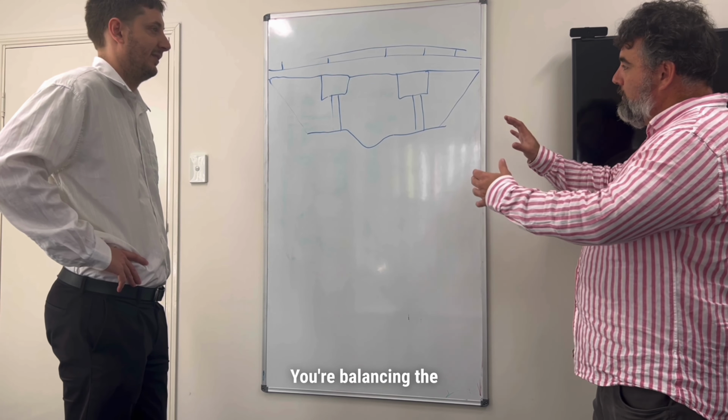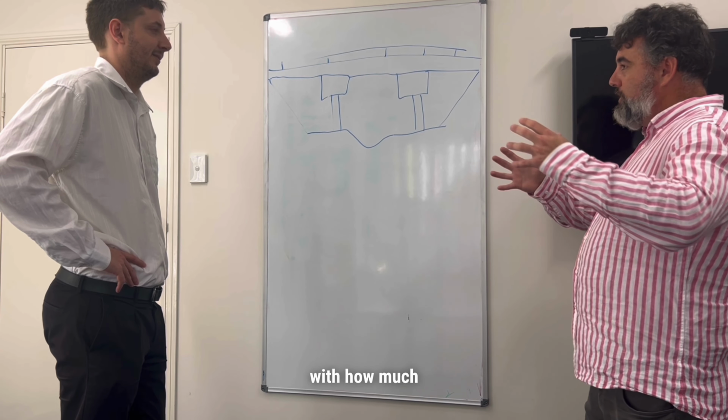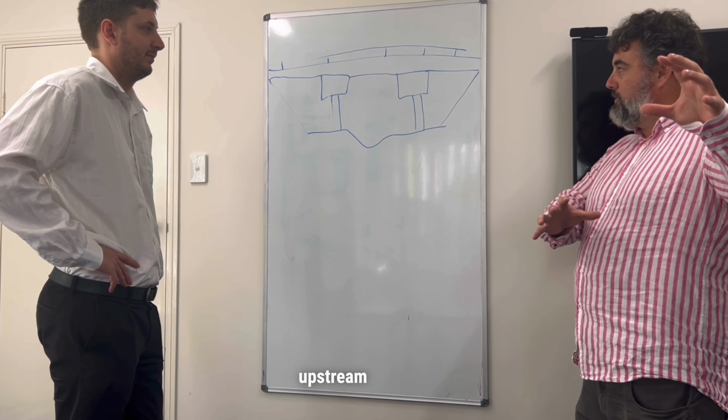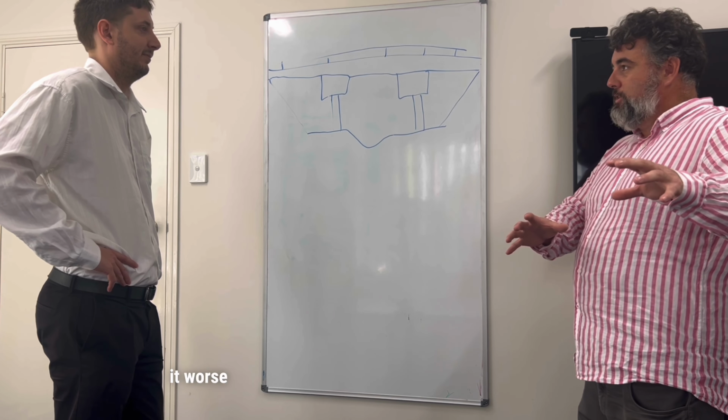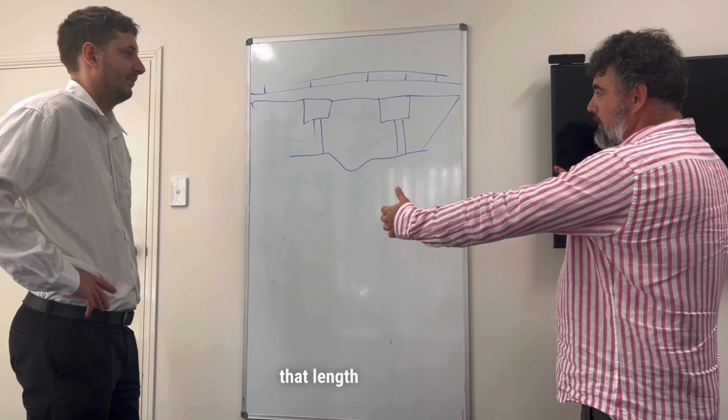You're balancing the length of the bridge with how much impact we're potentially having on people upstream. So we don't want to impact anyone upstream and make it worse for them. We don't want to make it any worse downstream, and you're balancing that length out.